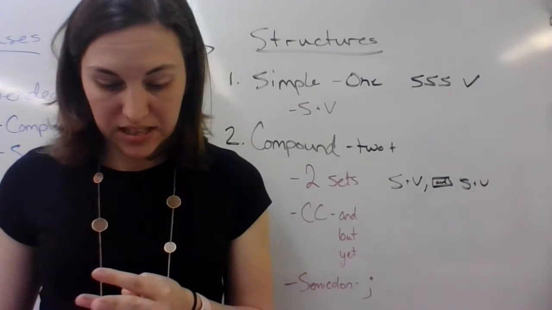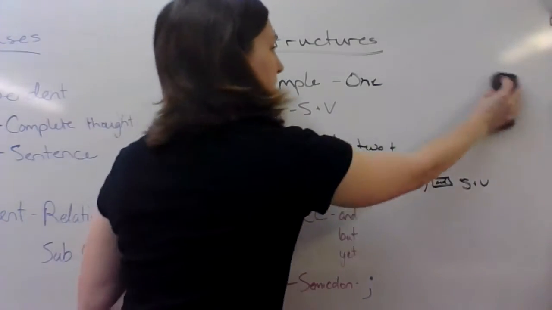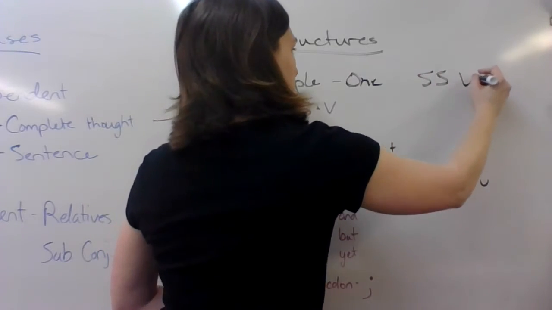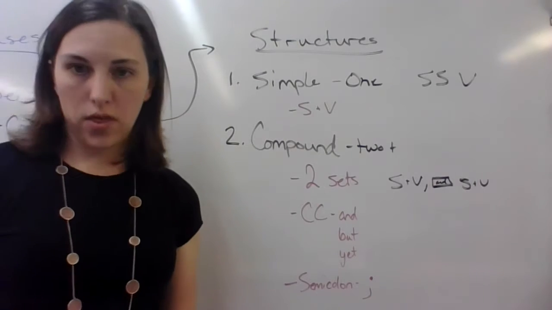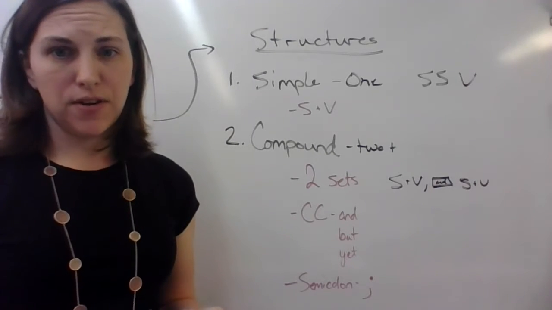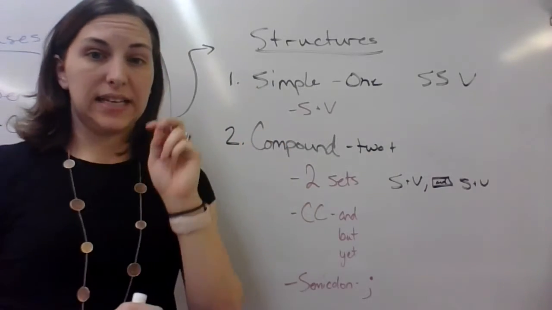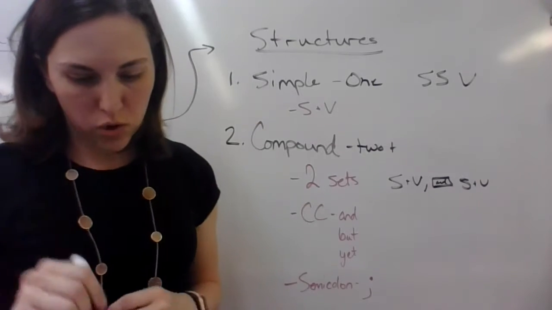Do we see any other verbs in this sentence? No. All we have is two subjects, one verb, making it a simple sentence. It's just one thought. And that's what you really have to focus on. Is it one thought or is it multiple thoughts, two or more thoughts? That's what compound is. So number one is simple.